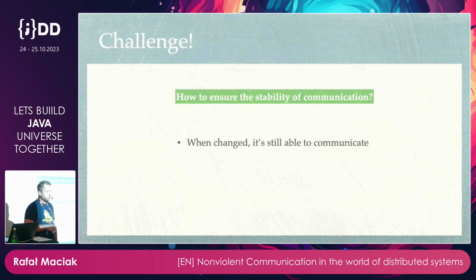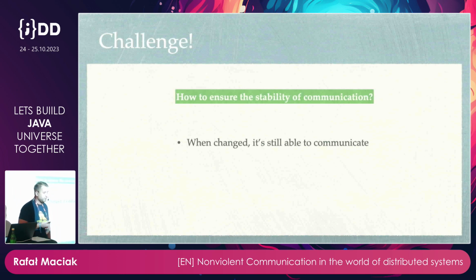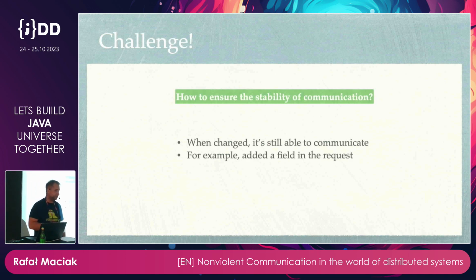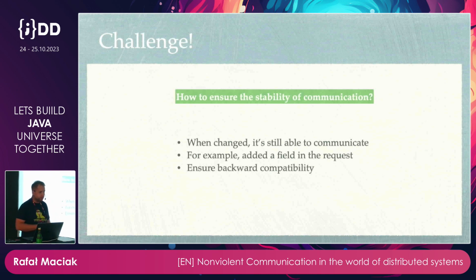For example, imagine the situation that one day a product owner comes to a desk and asks for a new feature in payment service, which requires changing the API used by the order creation process. For example, we add a required field in the request. What we want to achieve is for both the old feature with order creation and payment initiation process to work correctly, as well as the new one. So, of course, I'm talking about ensuring backward compatibility.